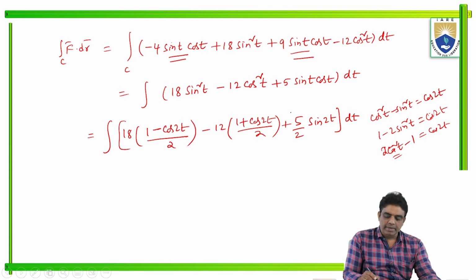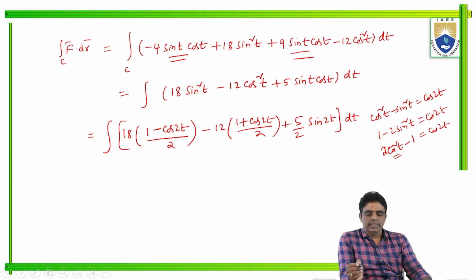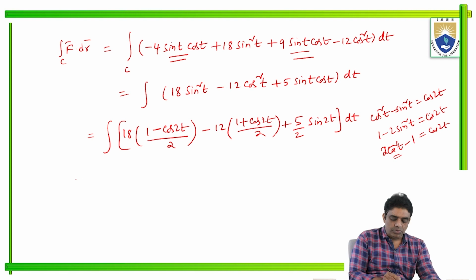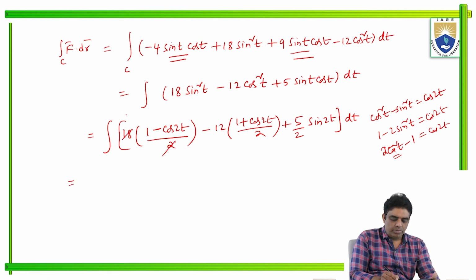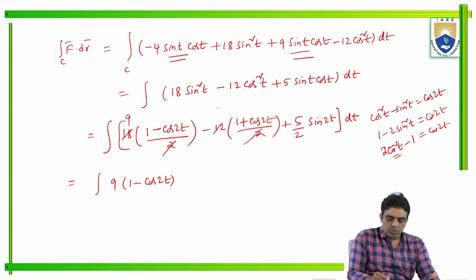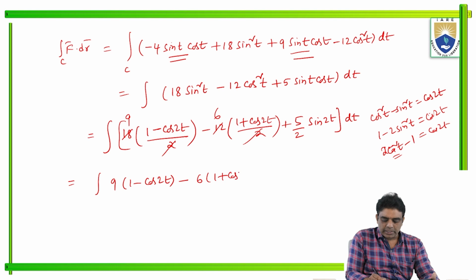Multiplying and dividing by 2, 2 sin t cos t is 5 by 2 sin 2t. So on simplifying, 2 into 18 gives 9. So the integral of 9 into 1 minus cos 2t is one term, minus 6 into 1 plus cos 2t, plus 5 by 2 into sin 2t of dt.